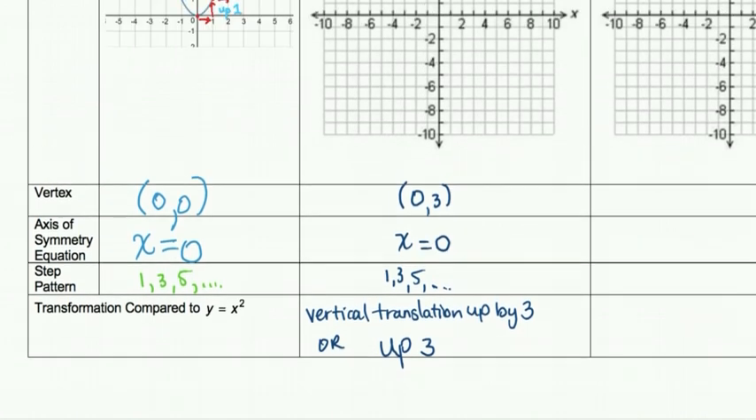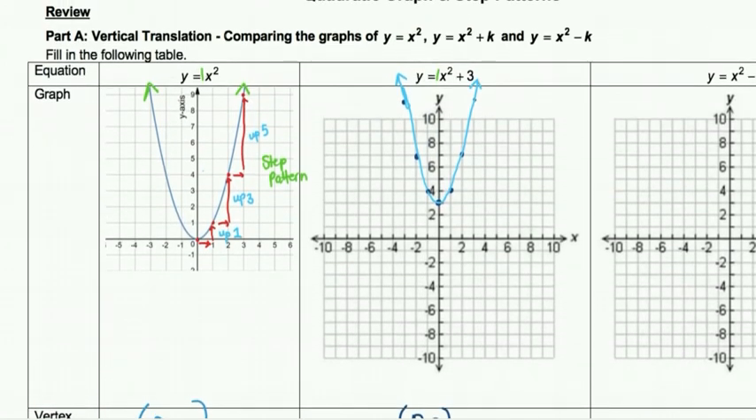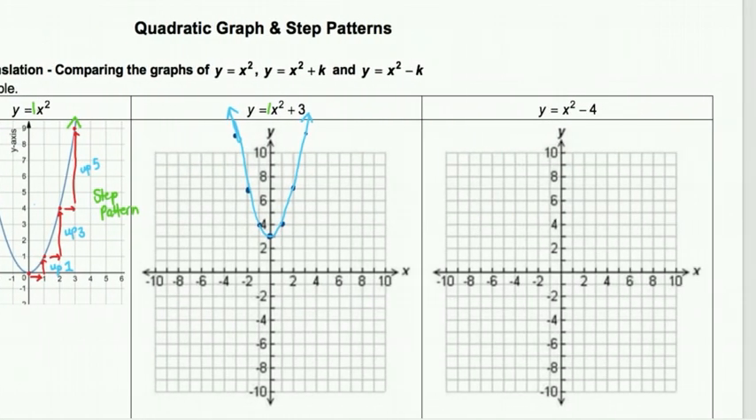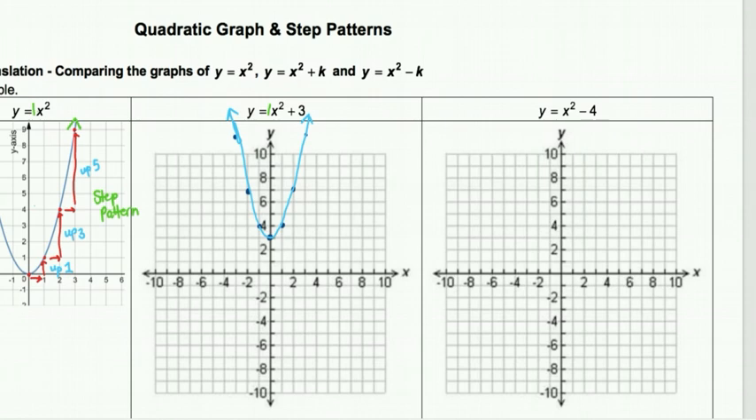Okay, so let's try the next one. x squared minus 4. The key here is that you should be able to predict where the vertex is. And then from there, because we know that there is a 1 in front here, our step pattern is 1, 3, 5. Whenever there's just a 1 in front, 1, 3, 5.